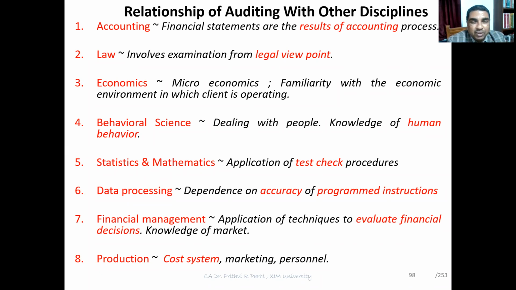And in the process of auditing, auditor has to deal with many people. So the knowledge of human behavior, how to deal with people, how to extract data from them, is important. In that context, auditing is also related to behavioral science. In the process of auditing, auditor collects data, analyzes the data, and he makes many kinds of statistical analyses. Okay, he may do test checks on certain data figures. Therefore, auditing is connected to the subject statistics and mathematics.